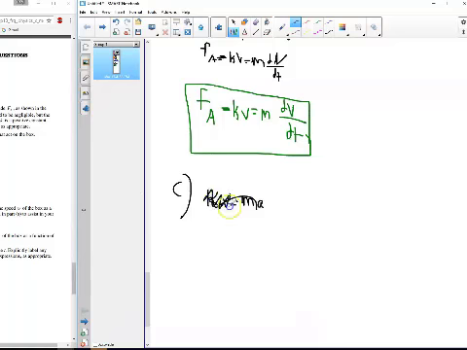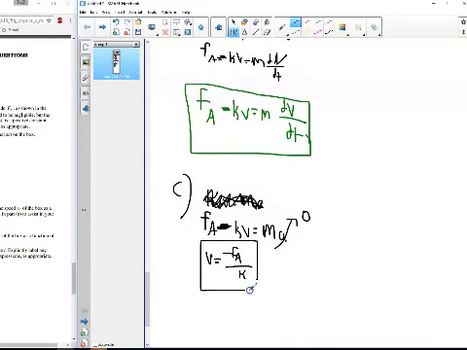Sorry, it's F sub A minus KV is equal to MA. And A cancels out because we're looking at a equals 0, because this is terminal velocity. So when you solve for V, V is just equal to F sub A over K. We can put F sub T.